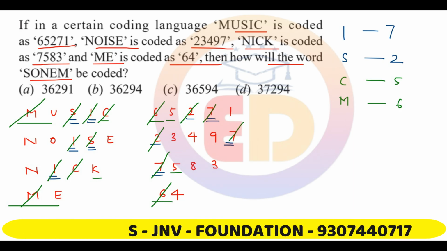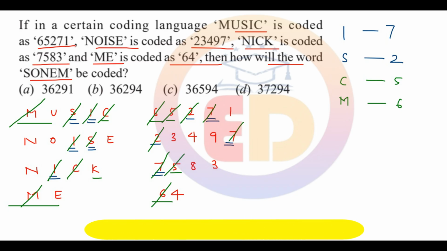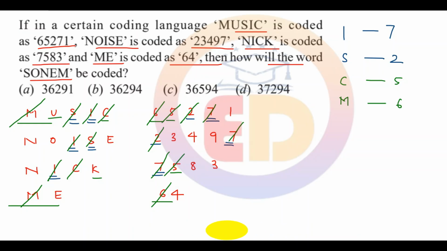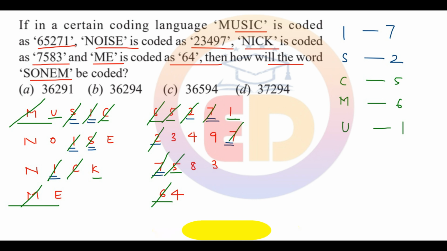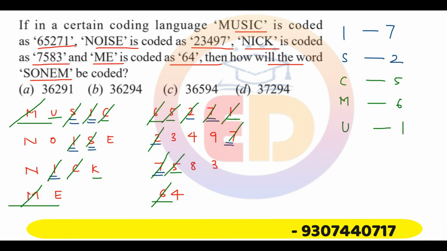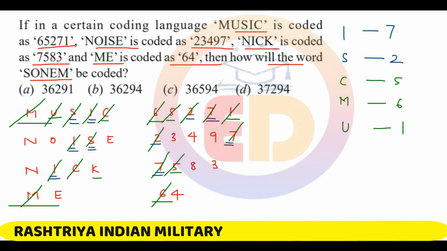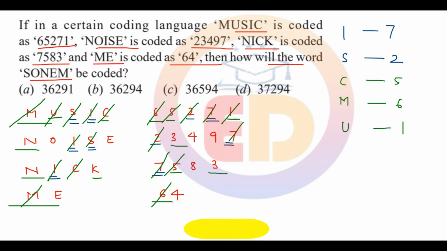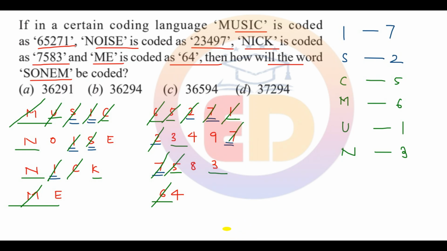And since we have identified all the letters, the remaining alphabet is U and the number is 1. It means U is 1. Similarly, N is common in second and third, and the common number is 3. So N is 3.